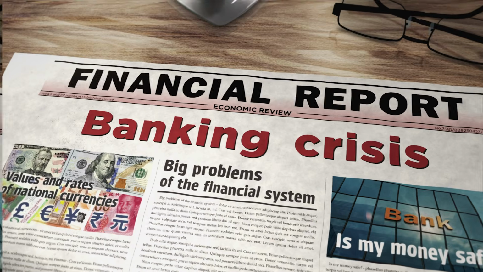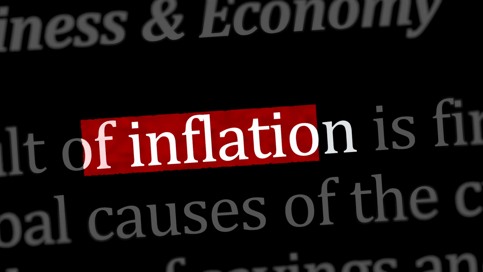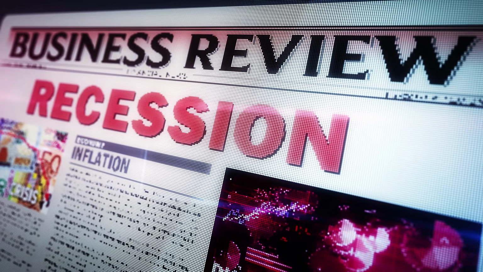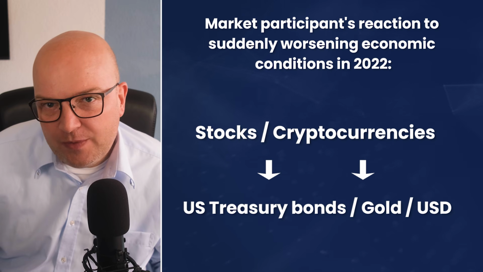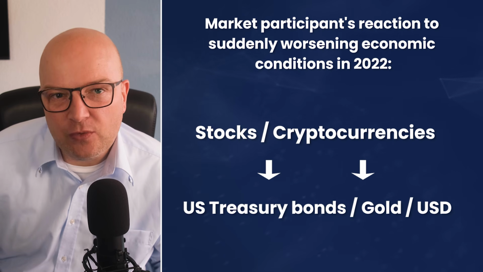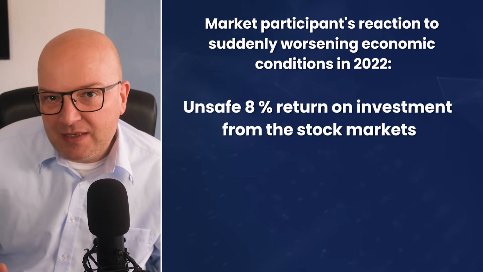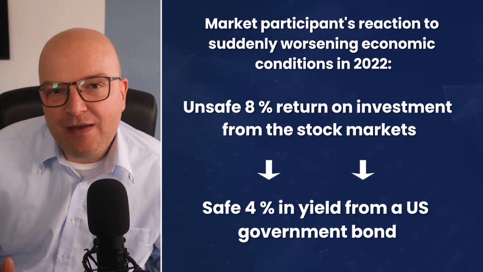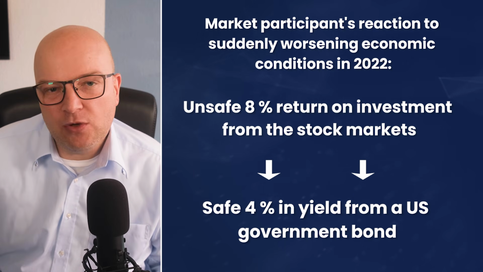A good example of this is the development of the stock and cryptocurrency markets in 2022. With suddenly worsening economic conditions such as a high inflation rate, sharply rising interest rates, and a looming recession, market participants switched from assets such as stocks and cryptocurrencies to investing in US Treasury bonds, gold, and the US dollar in general. They basically opted for the safe 4% in yield from a US government bond rather than the unsafe 8% return on investment they would get on average per year from the stock markets.